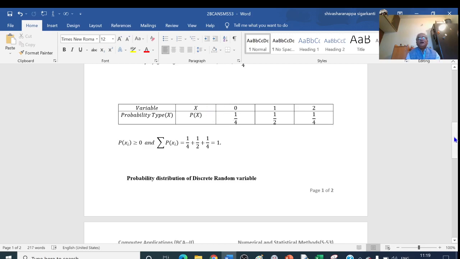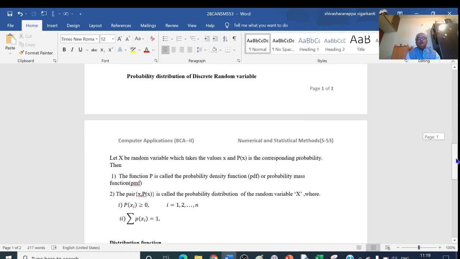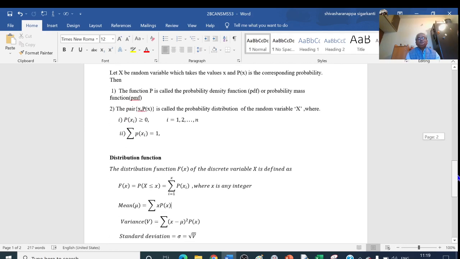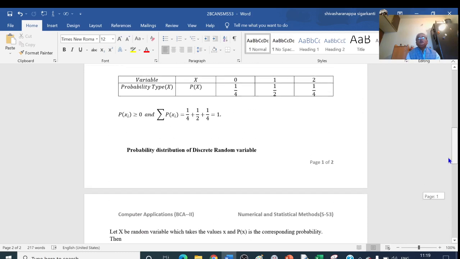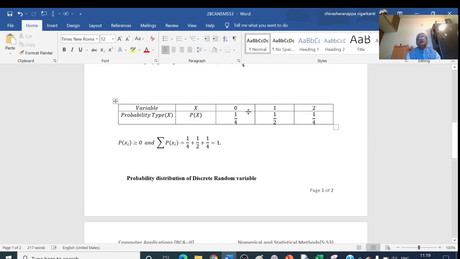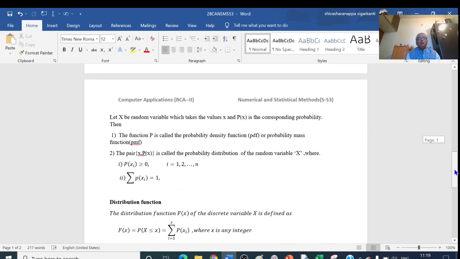Then after writing this table, what we need to do is to find the mean. We just go for sigma x into p of x. That is, to find the mean, I have to do 0 into 1 by 4 plus 1 into 1 by 2 plus 2 into 1 by 4. Whatever value I get, that is known as the mean, and we denote this by mu.